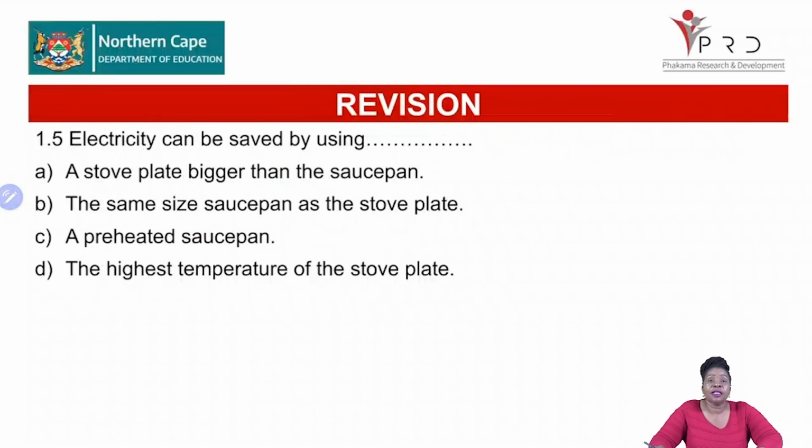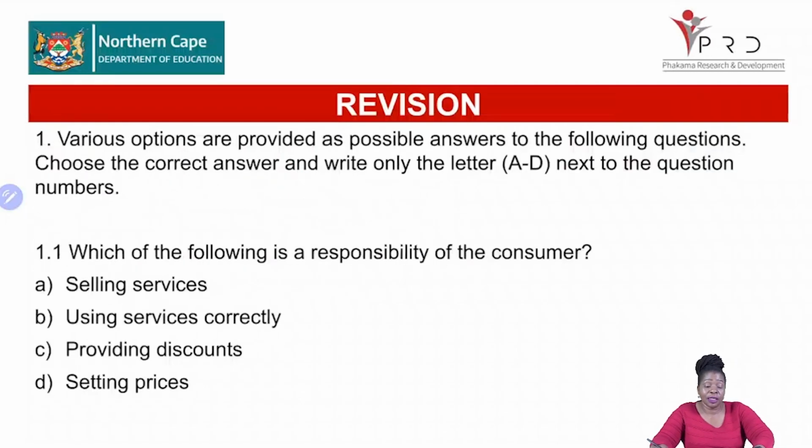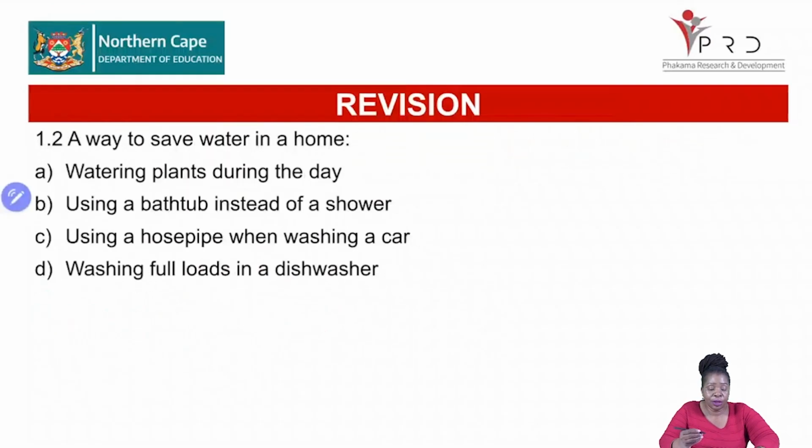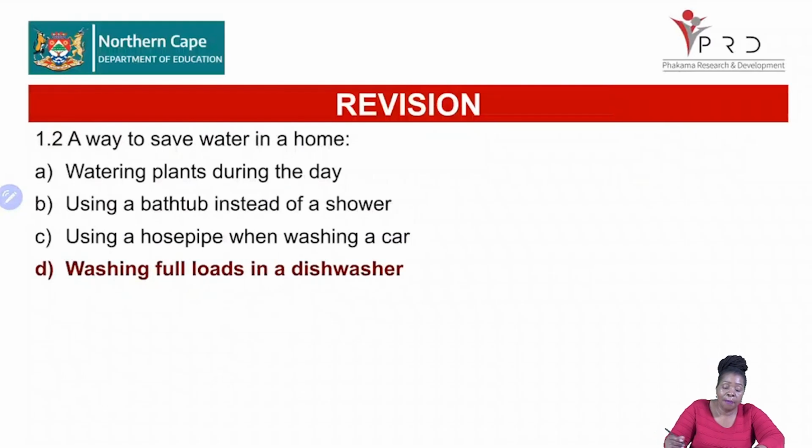Right, we should be done. Let's move on to our answers. We'll start with question 1.1, which says, which of the following is the responsibility of the consumer? Our answer is B, consumers should use services correctly. Then 1.2 says, a way to save water in a home. How do we save water in a home? By washing full loads in a dishwasher. That's 1.2. D is our answer there.